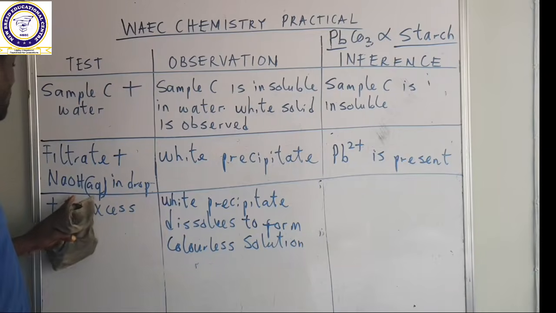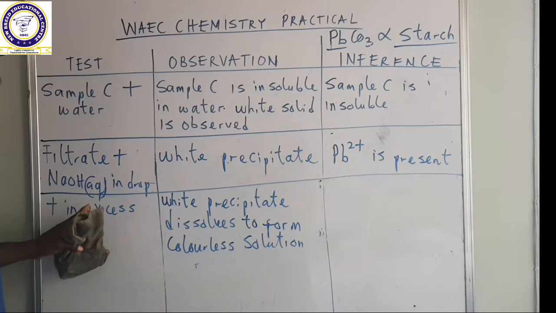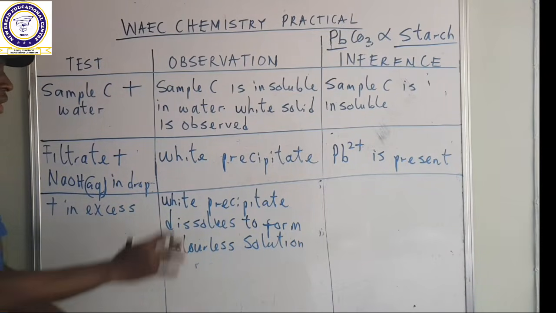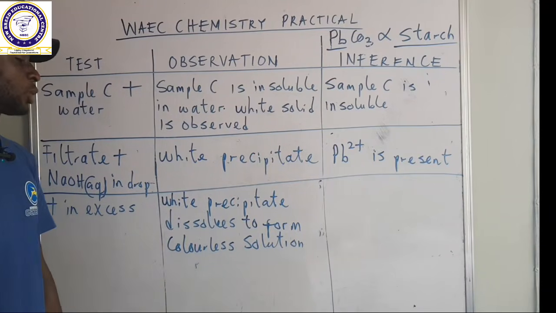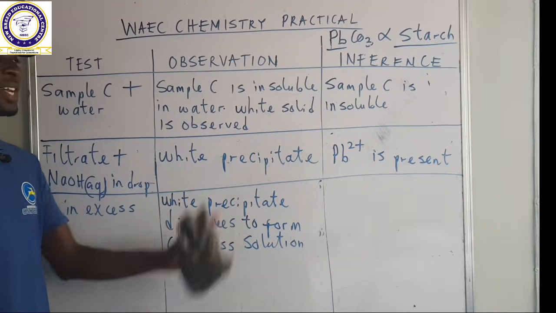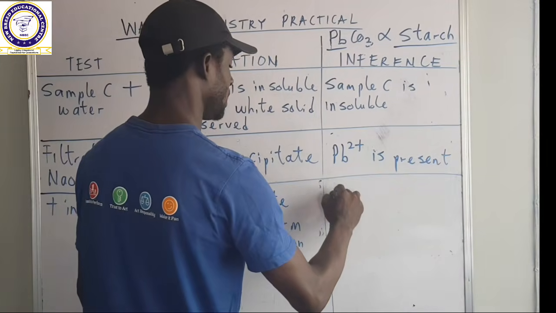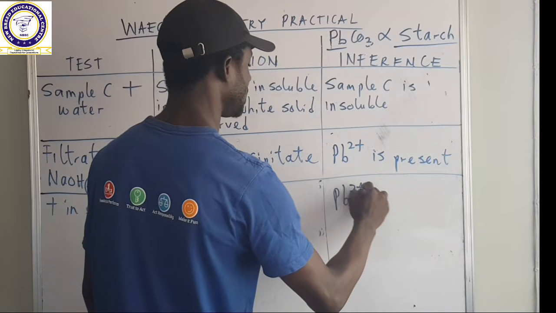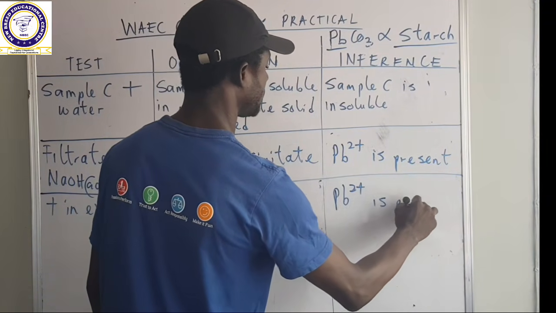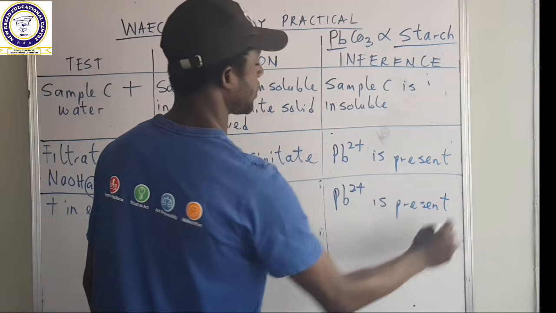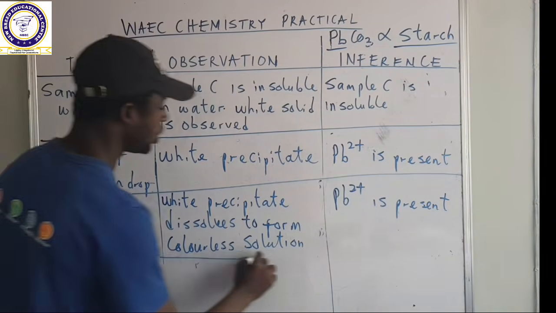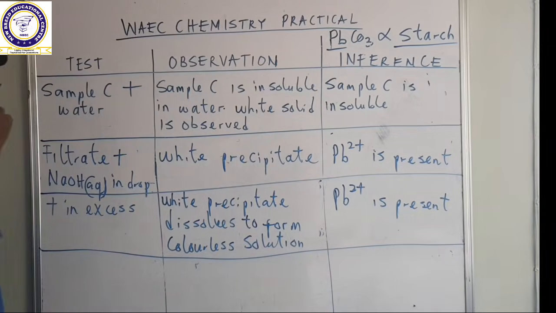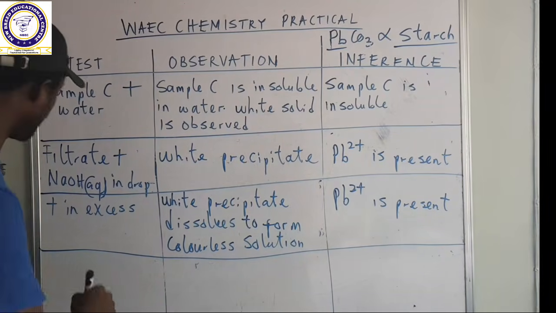Now if you add your sodium hydroxide aqueous in excess, we are going to see our white precipitate dissolve to form a colorless solution. This is also an inference for lead ion. It's still lead ion that is present. Now what next thing will they ask you to add? They will ask you to add ammonia solution in drops and in excess.